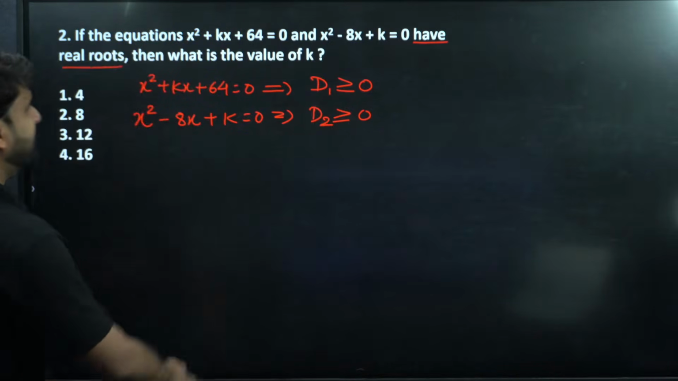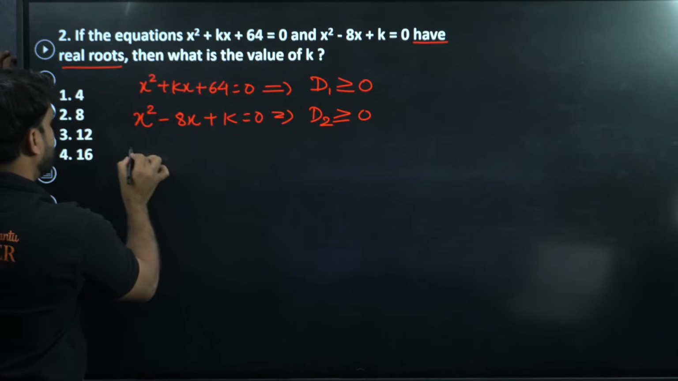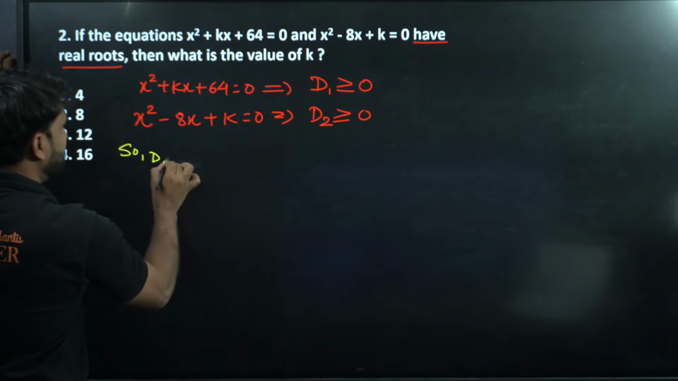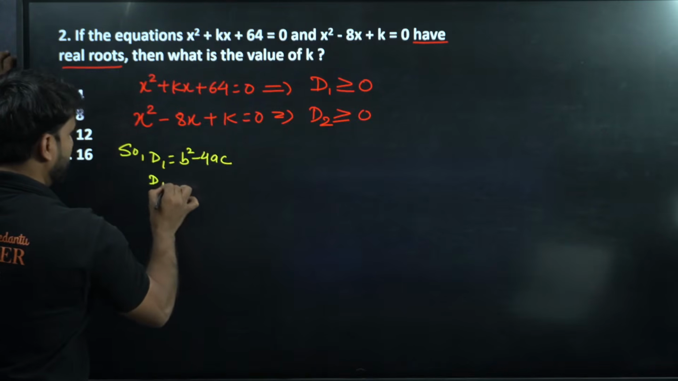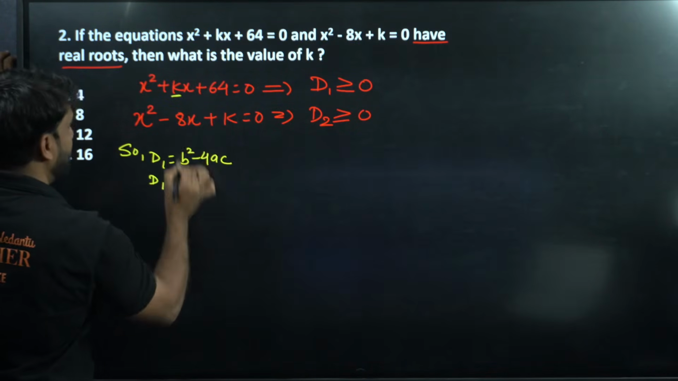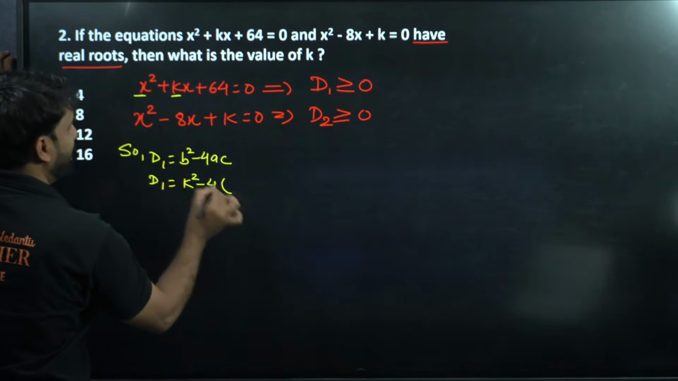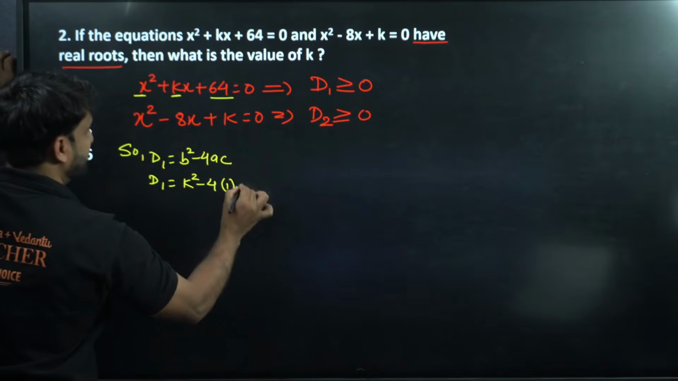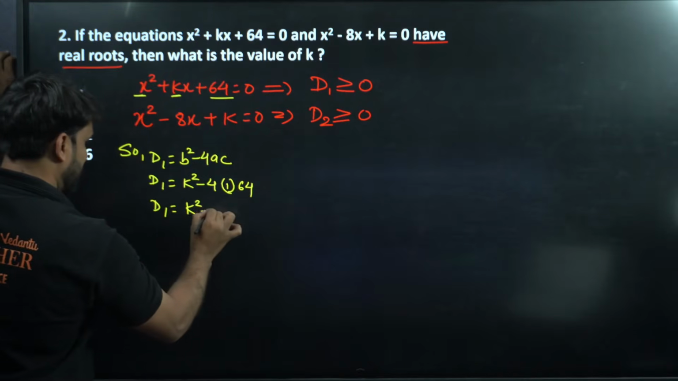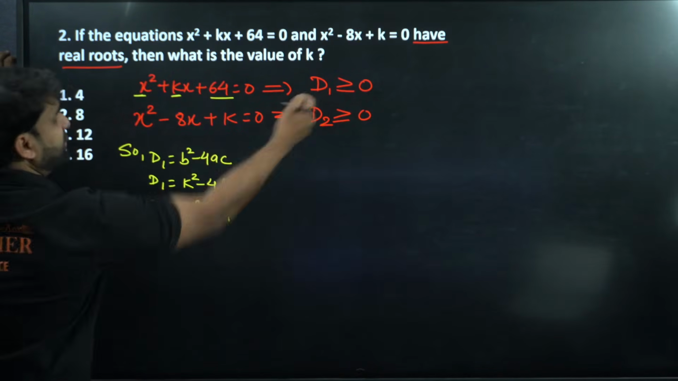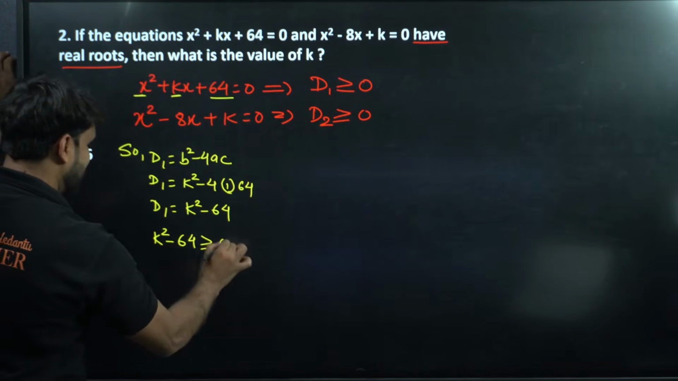Now apply d1. So what will be d1 here? Let me use yellow color. We all know the d1 formula is b square minus 4ac. So b is k here, so k square minus 4. Where is a? There is nothing, so the coefficient will be 1. And where is c? C will be 64. So d1 is equal to k square minus 64. According to this situation, we can write k square minus 64 is greater than equal to 0.